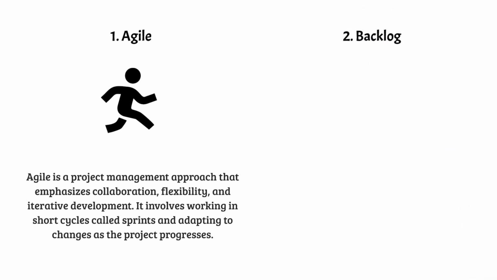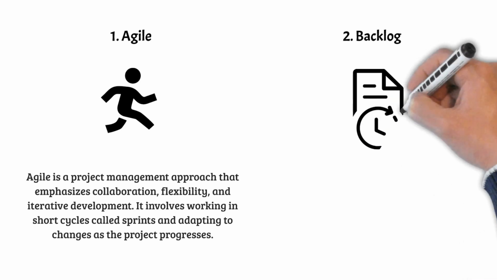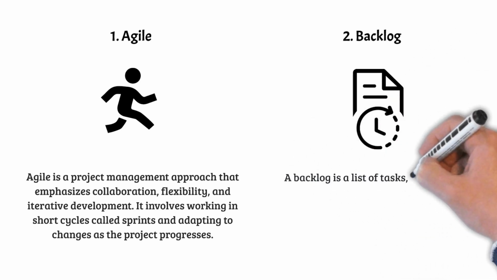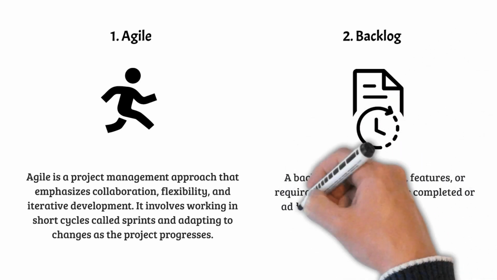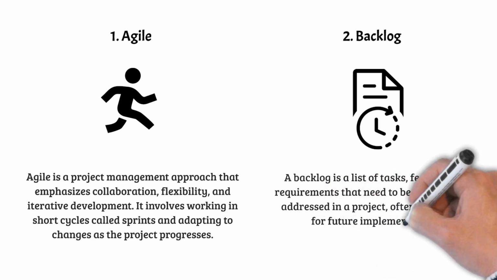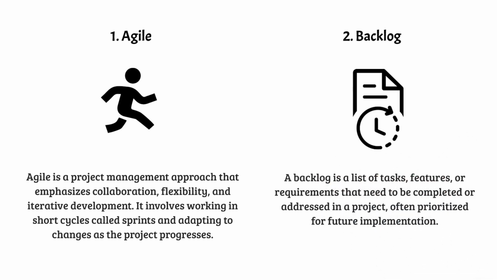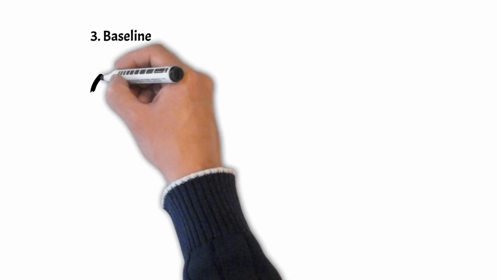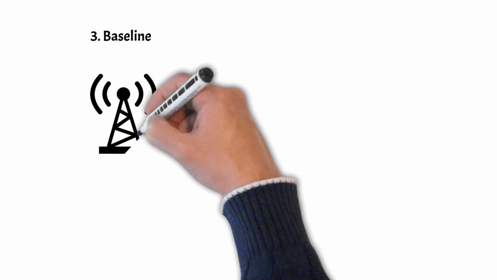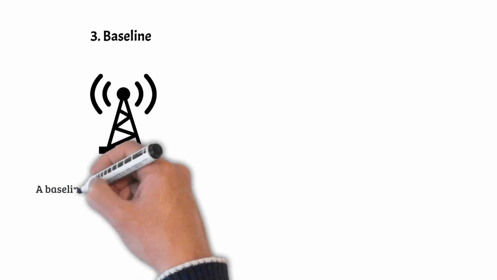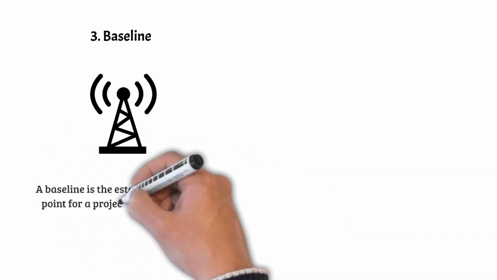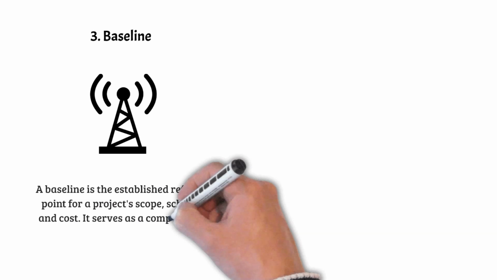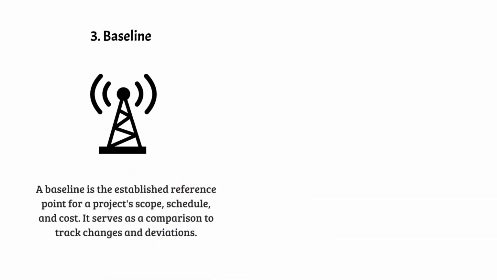2. Backlog. A backlog is a list of tasks, features, or requirements that need to be completed or addressed in a project, often prioritized for future implementation. 3. Baseline. A baseline is the established reference point for a project's scope, schedule, and cost. It serves as a comparison to track changes and deviations.